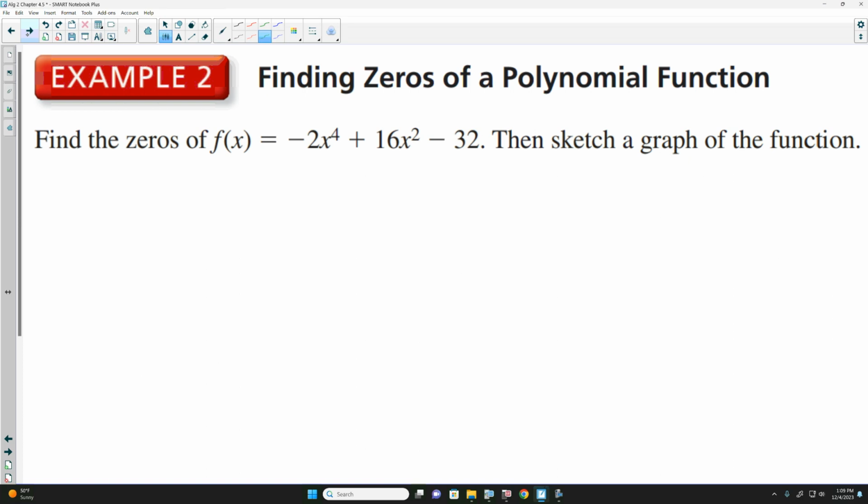Finding the zeros of a polynomial function. So we want to find all the zeros of f of x equals negative 2x to the fourth plus 16x squared minus 32. Now there are ways to solve this here. One method is called u substitution, but we'll look at it at a later time. Now sketching the graph might help us with this here.